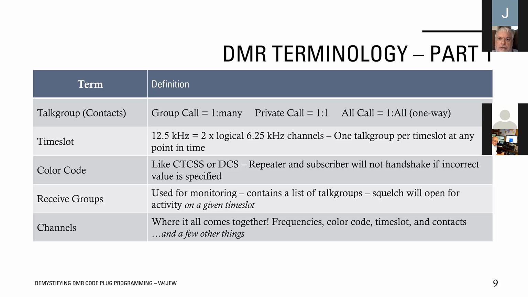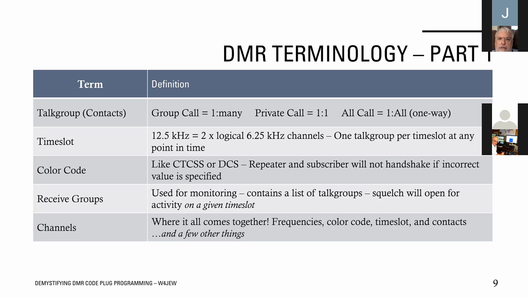Time slot. So we say DMR uses 12.5K. So you've got two logical 6.25 kilohertz channels. You can only use one talk group per time slot at any given point in time. And I say any given point in time. That doesn't mean that 5 seconds from now, I can't use a different talk group. I can. If somebody's not actively using the time slot, I can use a different talk group on that time slot, but I can only use one talk group per time slot at any given point in time.